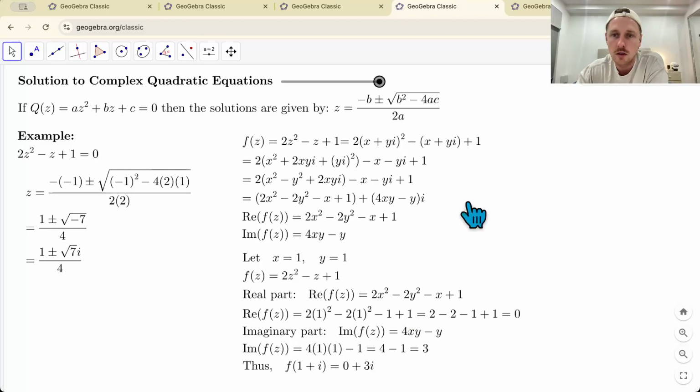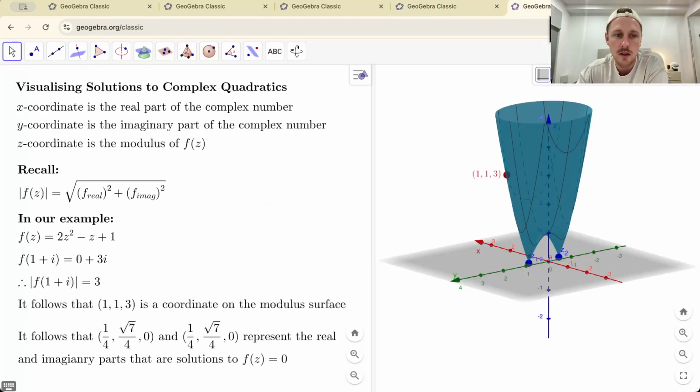So what we're going to do is come over here and let me explain. We're going to visualize this in 3-dimensional space. Now remember, 3-dimensional space just has an x coordinate, a y coordinate, and a z coordinate. And in order to visualize this, if we just ignore the other stuff for now, just look here, we say the x coordinate is the real part of the complex number. So that's this red axis, the real part. The y coordinate is the imaginary part of the complex number. And z is the modulus of f of z.